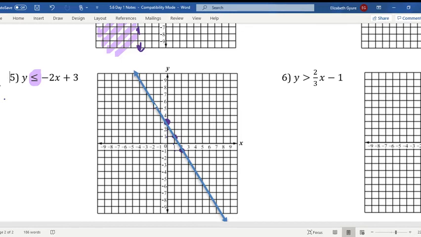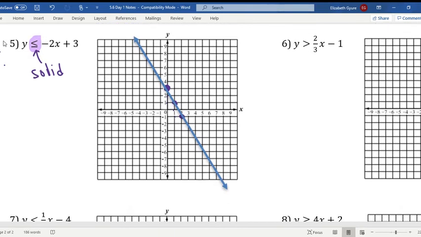Oh, wait, actually, before, I almost forgot. I almost messed up here. Does this line need to be solid or dotted? Yes, this line needs to be solid. So did I graph it correctly? Yeah, I got my solid line. I'm good. All right. So this needs to be solid, and if it's less than or equal to, do I need to shade above the line or below the line? Yeah, less than means shade below.